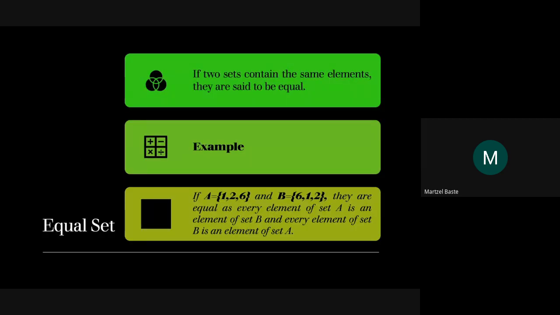Equal set, guys, I'm getting tired already. An equal set is any set with the same elements, regardless of the order of the members. So if we say let A be 1 to 6 and B be 6, 1, 2 and so on, although not in particular order, they all have the same elements, we call it an equal set.